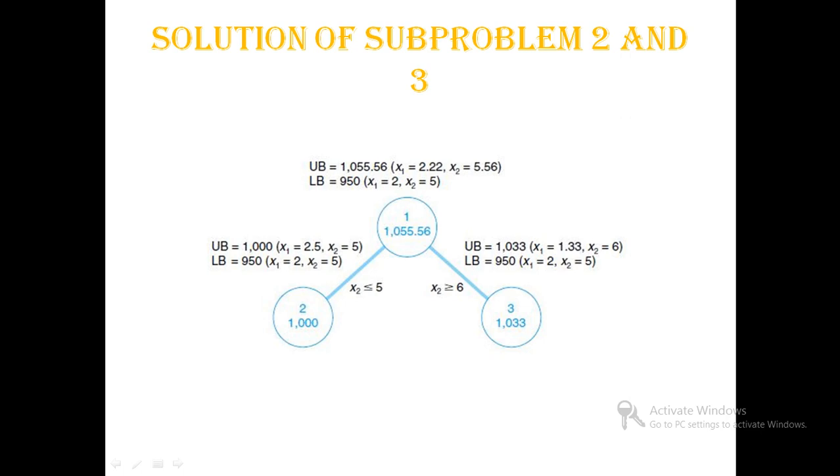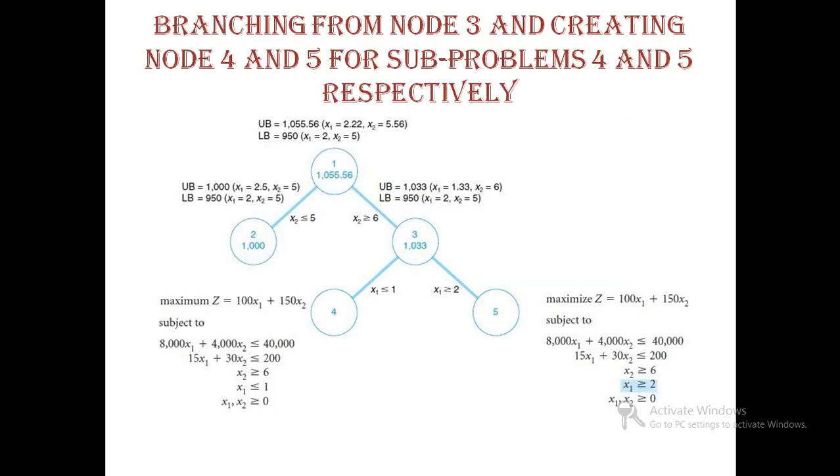Because we are maximizing our objective function, we will go with the maximum value. There is scope of improving the problem. So further we branch node 3 and create two extra nodes. Now again you have to see how the integer restriction will work. Sub problem 3 gives the solution x1 = 1.33, x2 = 6, and the objective value is 1033.